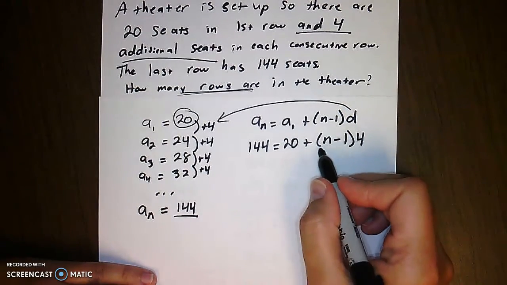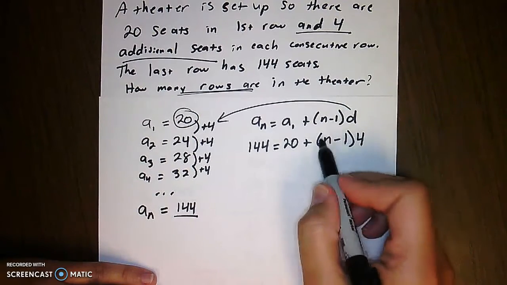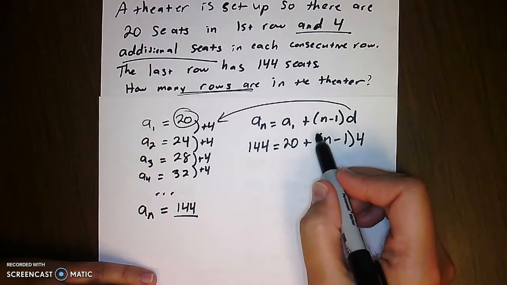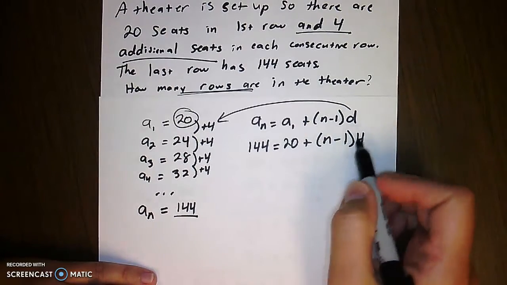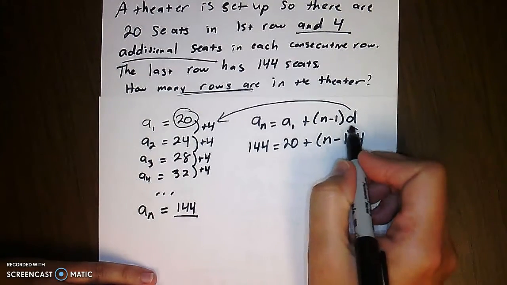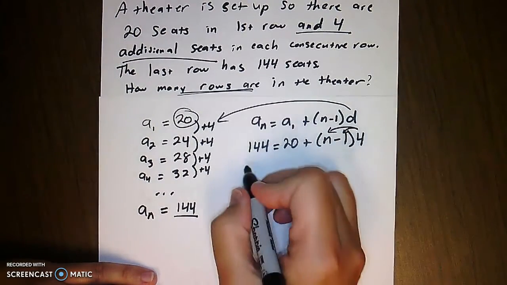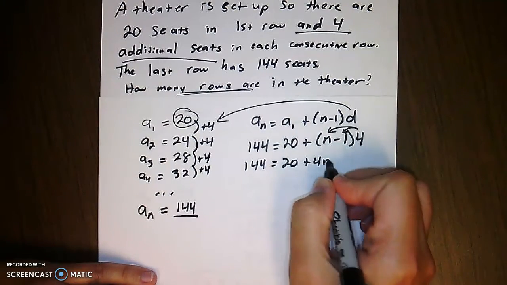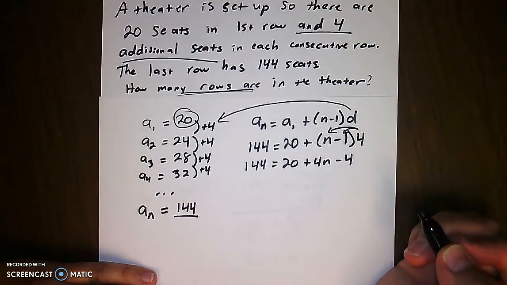Now I'm used to working these when I see parentheses. I usually see the number out in front, that I will use the distributive property. Okay, it's the same thing, they just write it at the end here. But same idea. We're going to distribute that through that parenthesis. So 144 is 20 plus 4n minus 4.